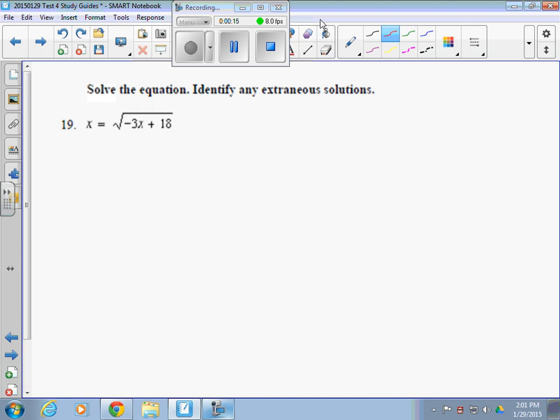First thing you want to do is remove the radical from around the square root. So in order to get rid of the square root of something, you square it. You need to do the same thing on the other side. So what that leaves us with is x squared on the left equals, it cancels out that radical on the right, negative 3x plus 18.